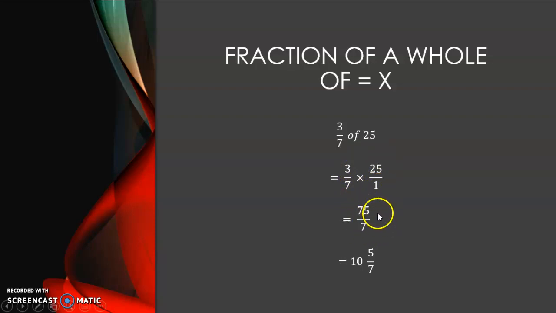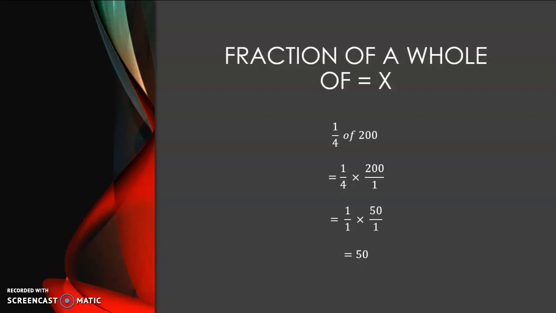Then I need to divide so that I can end up in my simplest form. 75 divided by 7 is 10. But then I'm left with this 5 over 7. So my final answer is 10 and 5/7.